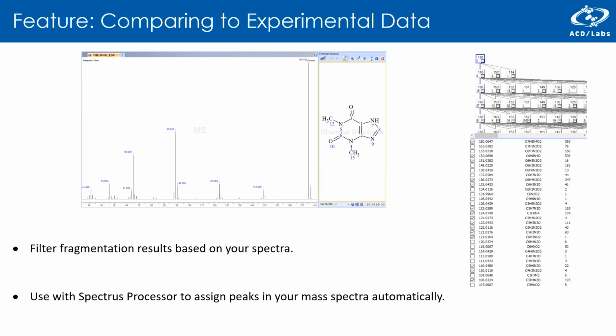Here I have generated a fragmentation pathway based on this compound, thiophyl, and a list of fragment ions that have been generated. And because I'm able to compare this to my spectra using MS Fragmenter, I can actually limit the number of ions that it has displayed to only include ones that are directly relevant to my compound. You can also use the assign fragments function in Spectra Processor to generate fragments from your compound and assign them directly to the spectrum automatically.